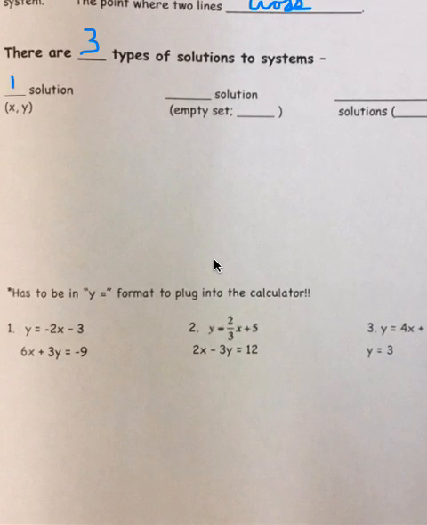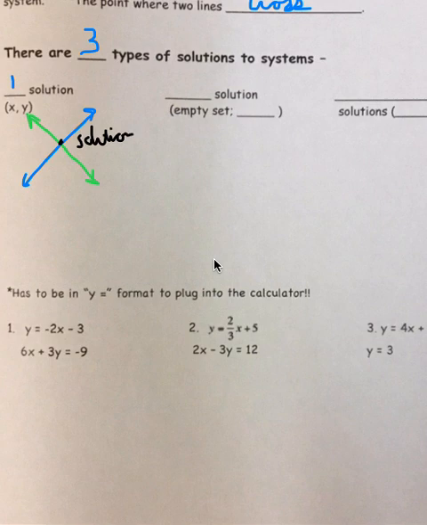The first is one solution, x, y. You have one line here, and you have one line here. And the solution is where they meet. So that's the solution right here. These are called intersecting lines.